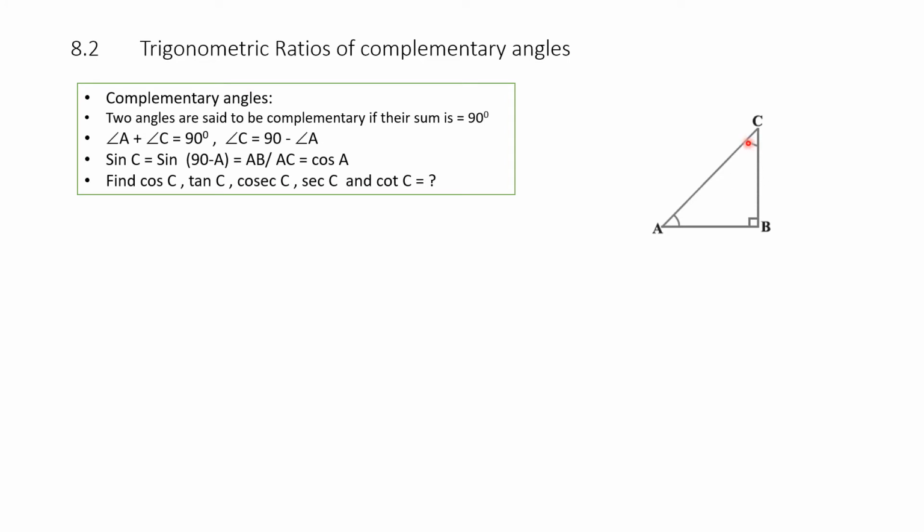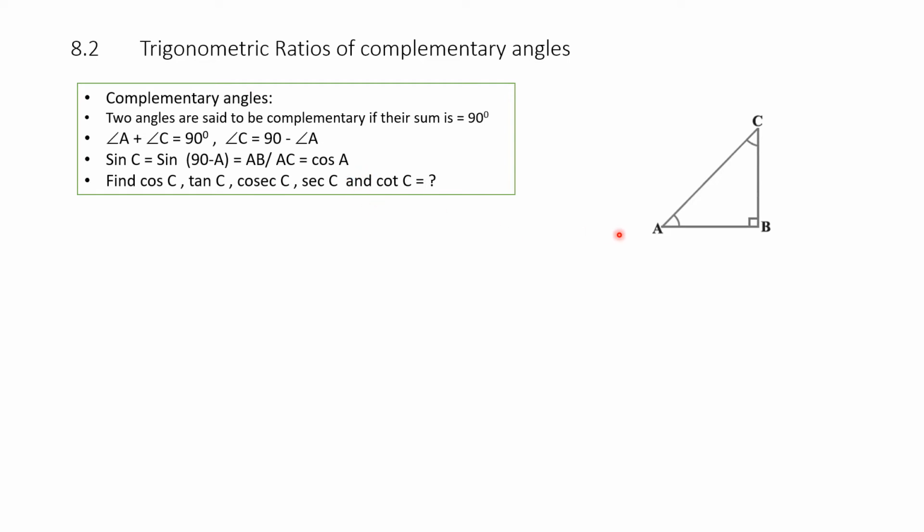That is nothing but, by basic definition, cos of A. If you see, cos of A is AB by AC. AB by AC is nothing but cos of A. Therefore, sine of 90 minus A is equal to cos A.